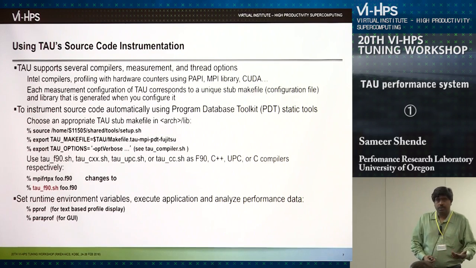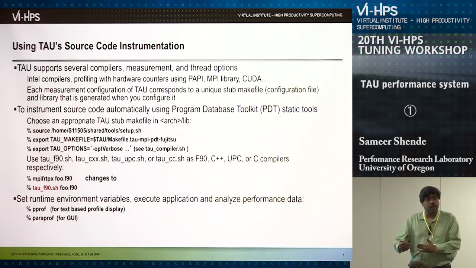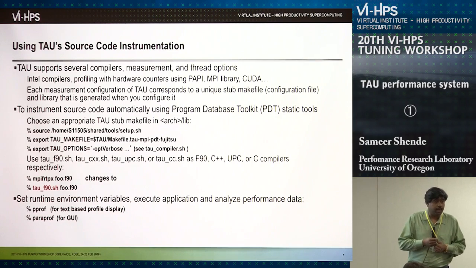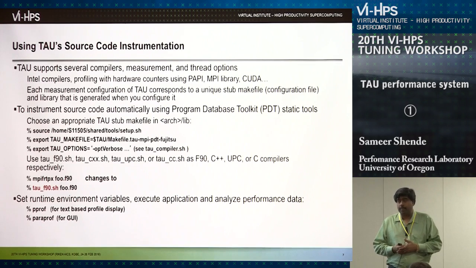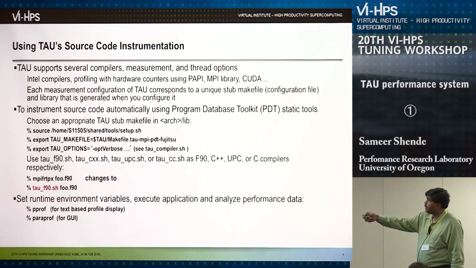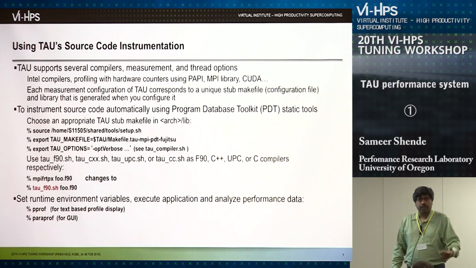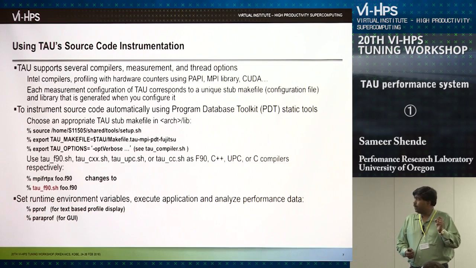So when you want to use Tau's source code instrumentation, there's a couple of things to remember. The first thing is, when you install Tau, you tell it which compilers to use, which runtime to use. Whether you want to use MPI with OpenMP or MPI with pthread, or if you want to use a specific package such as PAPI. And whenever you configure Tau, you create a unique stub makefile or a configuration file whose name is created with tags.